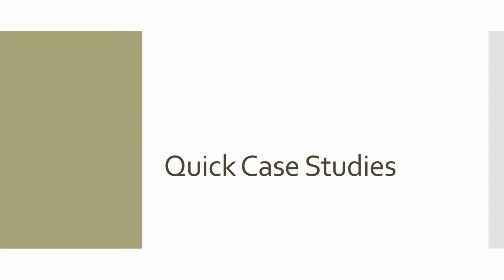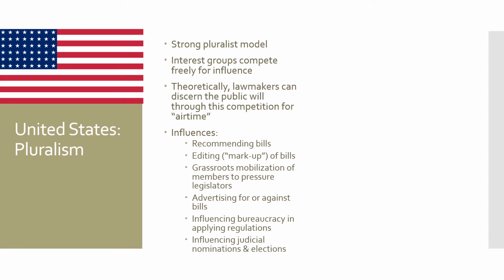So let's look at some of these examples of different kinds of systems. We'll take the US as the classic example of the pluralist model. In the United States, interest groups are freely competing for influence. And the theory behind pluralism, or why it's considered a positive thing, is that the world of interest groups is completely free and open, and lawmakers are listening to these interest groups to try to discern what is best for the public by saying, well, this one group wants this thing, but this other group wants this thing, and so they can get a sense for the sides of an argument, and then they make their decision that way.